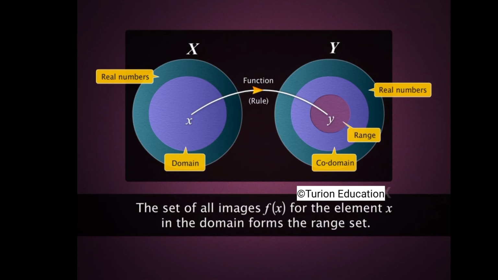A function f is a rule that assigns each element x in a set X, called the domain of f, exactly one element f of x in a set Y, called the range of f. The range is always found for the given domain.